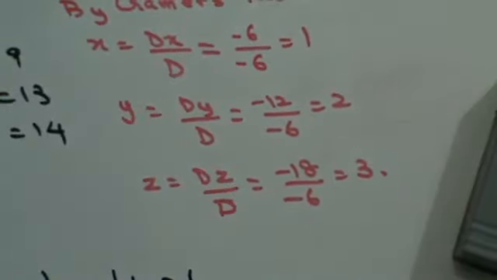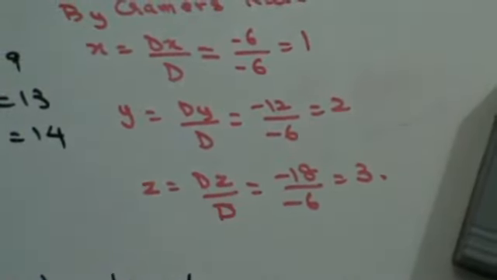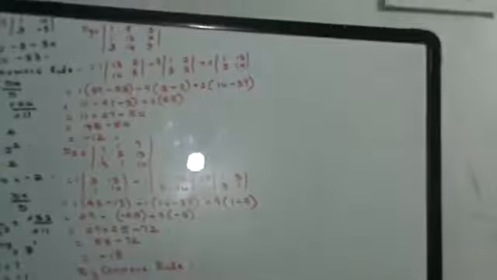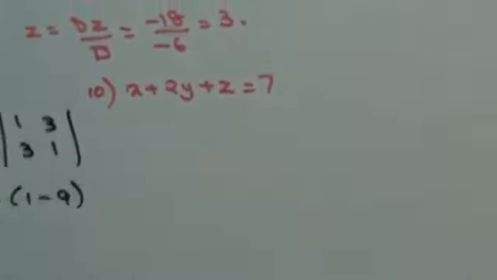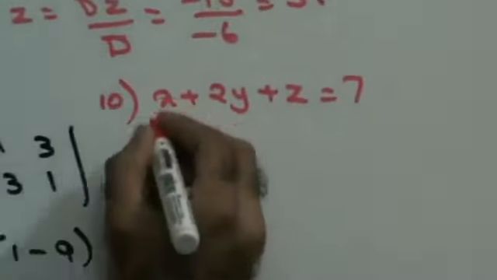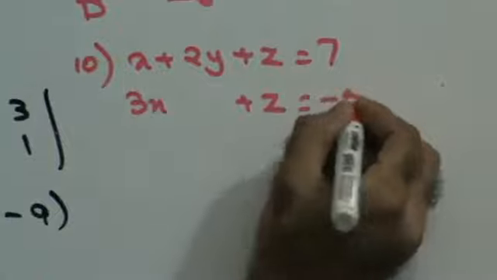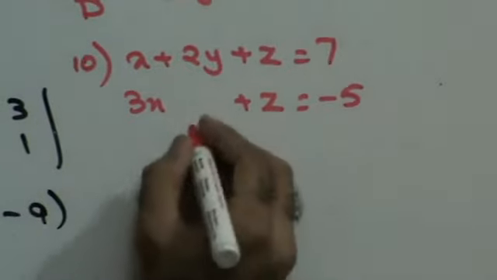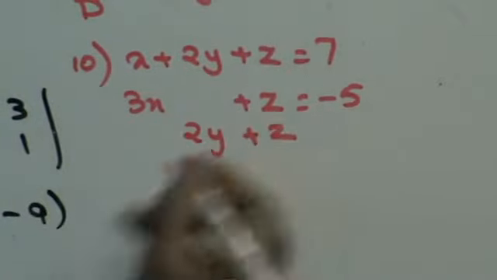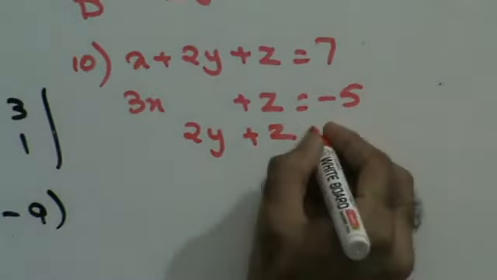Let's see another similar sum like this. What if a particular variable is missing? This was 9th. Let's see another sum. Suppose I have x plus 2y plus z is 7. 3x plus z is minus 5. 2y plus z is 9.